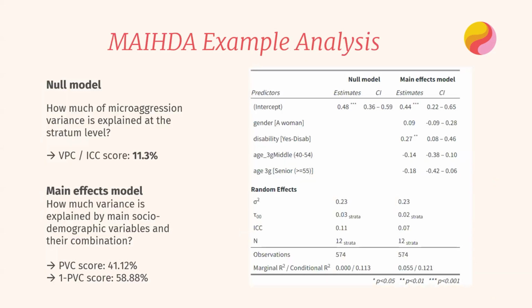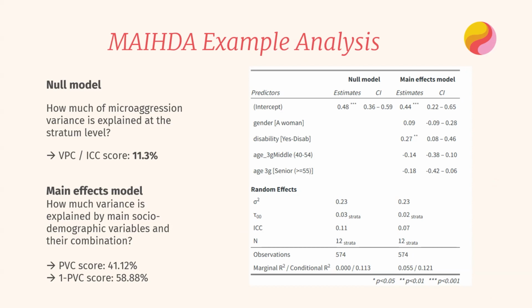you can see that a MAIHDA approach constructs two models, the so-called null model and then the main effects model. And the null model, which only has an intercept, tells you something about how much of the variance of your microaggressions really happens at this group level. So how much of the microaggression score is explained by these groups that we have just constructed.